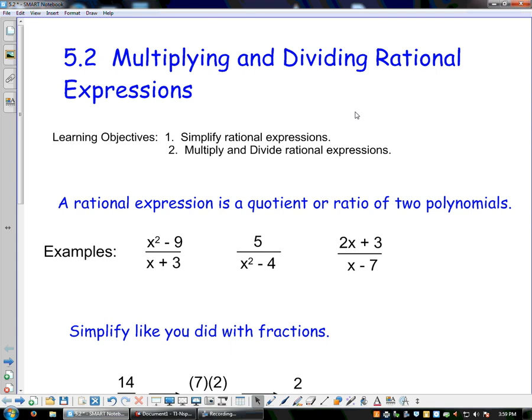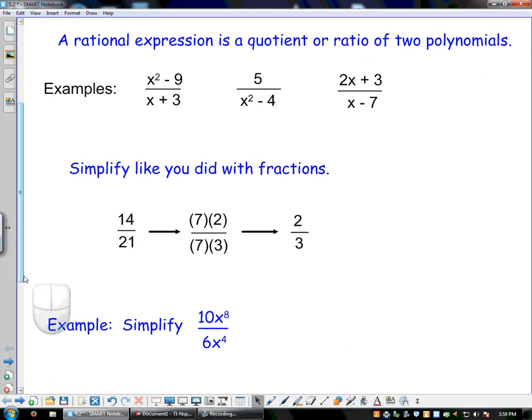Okay, so we have some examples here. X squared minus 9 over x plus 3, 5 over x squared minus 4, 2x plus 3 over x minus 7. These are all examples of rational expressions. Okay, what we're going to be doing to start off is simplifying just like we did with fractions.